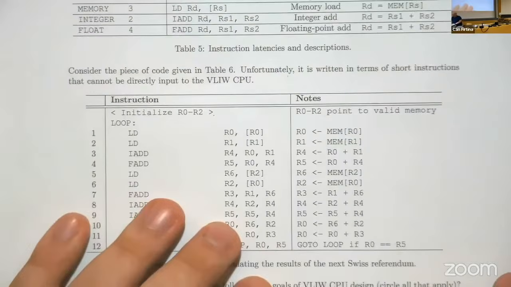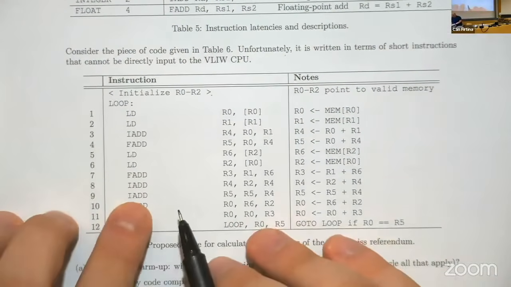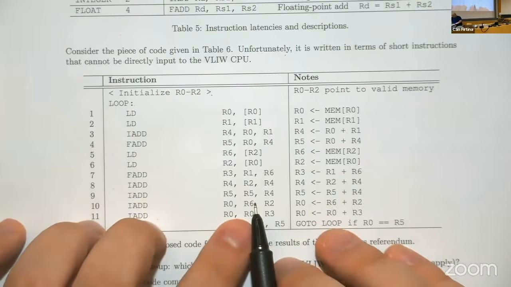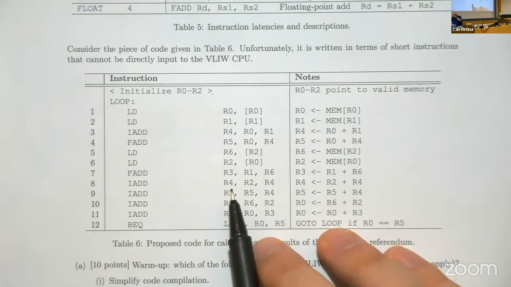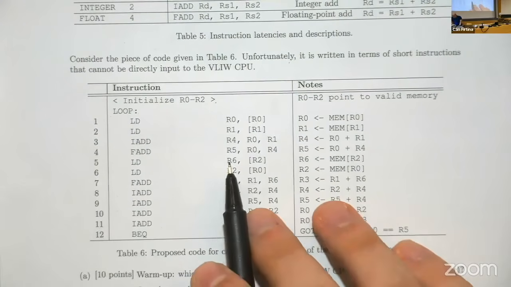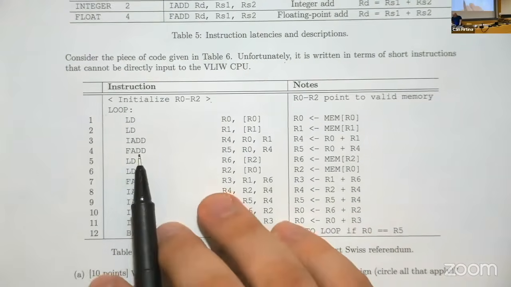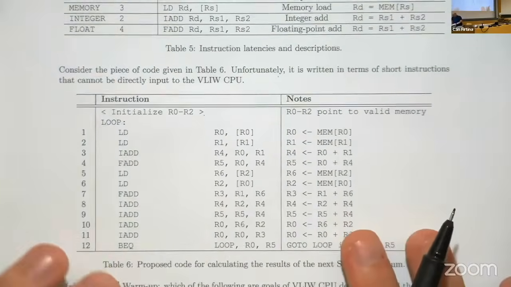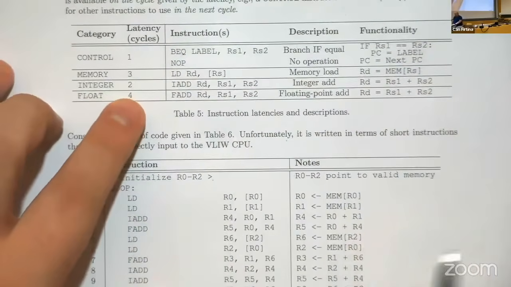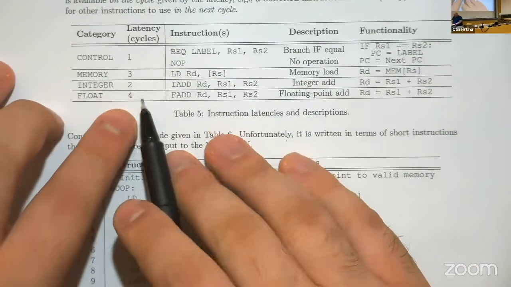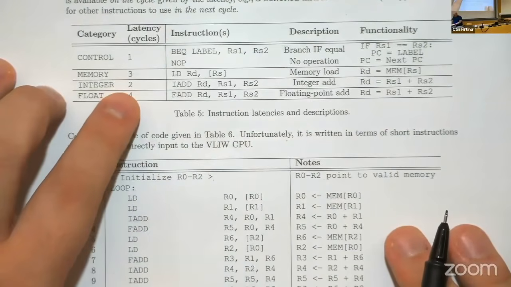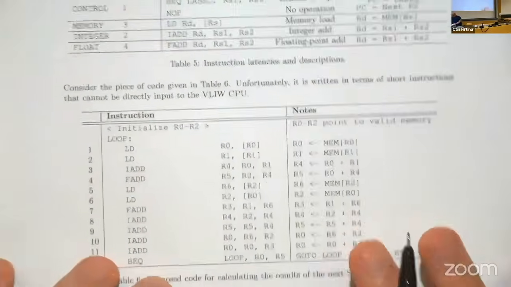Okay, next one over. Instruction 9, another IAdd. This one depends on R5 and R4. We just modified R4 in the previous instruction, and R5 was last modified by this floating point instruction. So we're just going to have to take a look at both of those. The latency of floating point adds is 4 cycles. The latency of integer adds is 2 cycles.